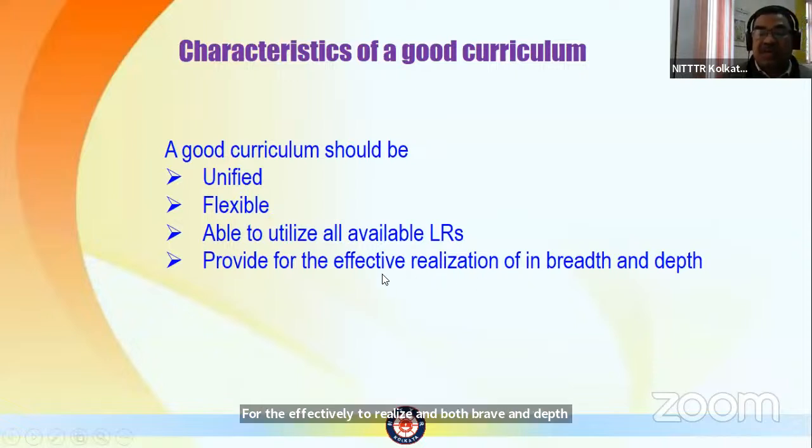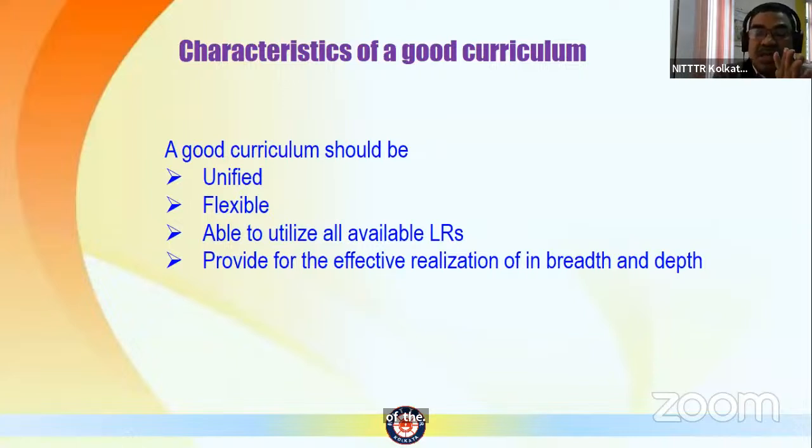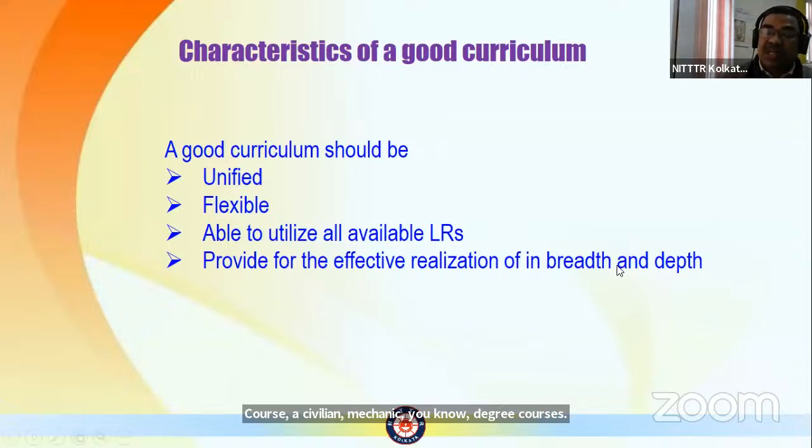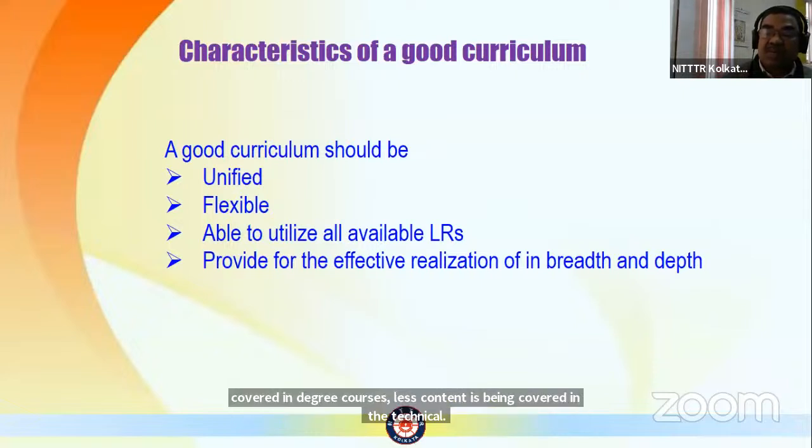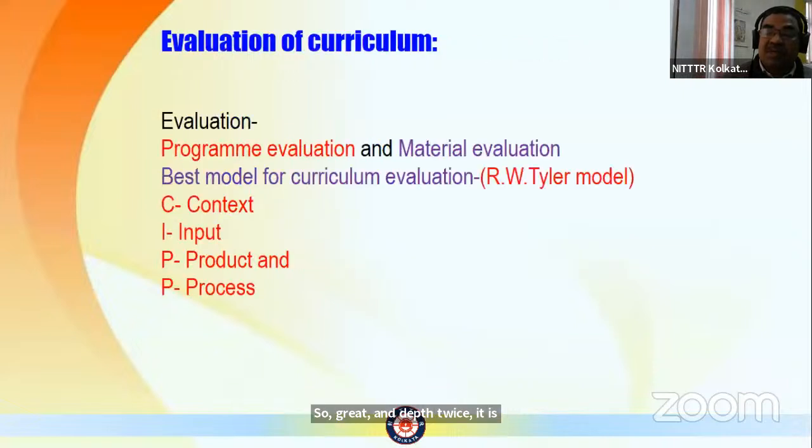Now, the question is: what is the basic difference between the curriculum of the same subject? For example, civil in diploma courses, civil in degree courses. What is the basic difference? The basic difference is called the breadth and depth. One is 8th semester, another is 6th semester, so content-wise more depth is covered in degree courses, less content in diploma courses. So breadth and depth wise, it is the difference for degree and diploma for the same subject.